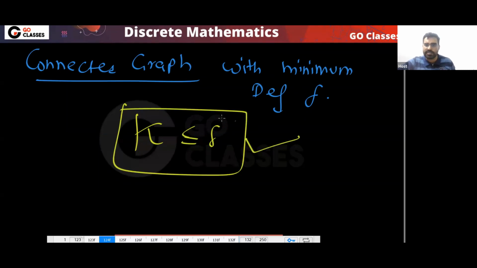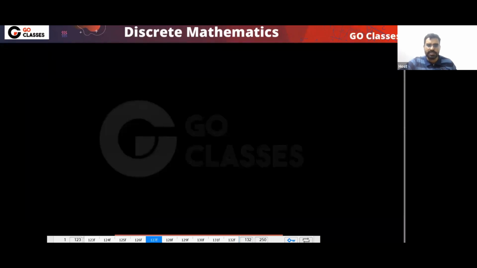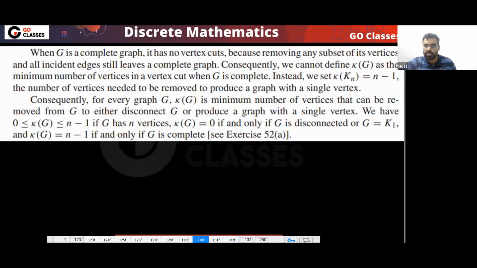Your connectivity number is less than or equal to delta. The connectivity number of a connected graph is at most its minimum degree. This is important. Please tell me, did you understand? Does anyone have any doubt? So that's it. This is your chapter.